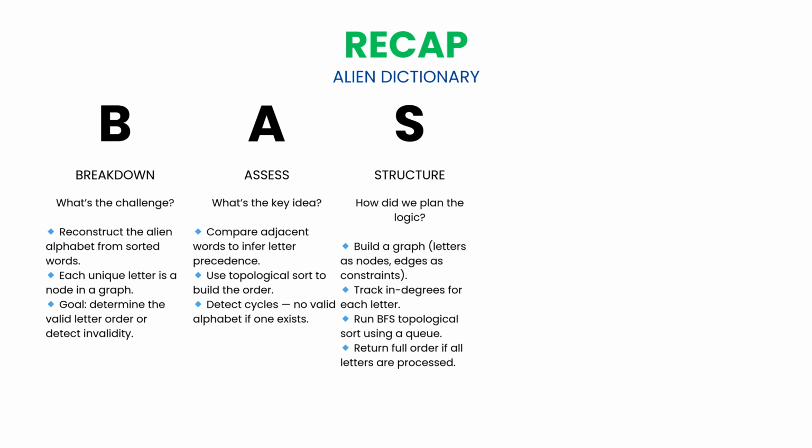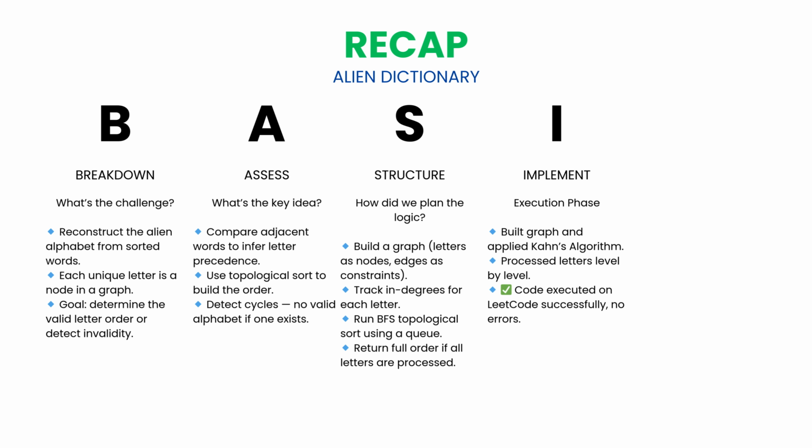Here's the logical plan. Build a graph of all unique letters. Compare every pair of adjacent words to extract edges. Track indegrees for each letter. Run a topological sort, adding 0-indegree nodes to a queue, removing them one by one, and reducing indegrees of their neighbors. If all letters are processed, we have a valid alphabet. If not, there's a cycle, and we return an empty string.